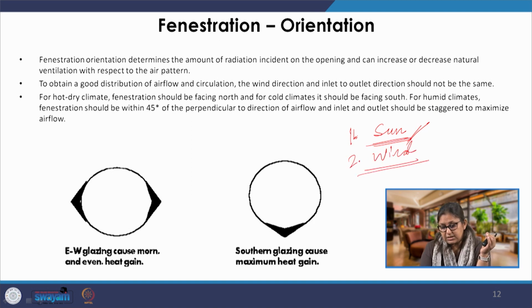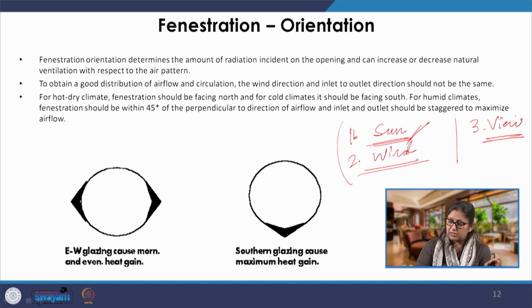Now, what is the primary factor for which the window is being designed? Plus, of course, the third factor is view, which is also significant. So, we also have to see if there is a good view available, maybe not favorable to sun or not favorable to wind, we may still provide a viewing window. So, based upon these three, the orientation has to be decided.